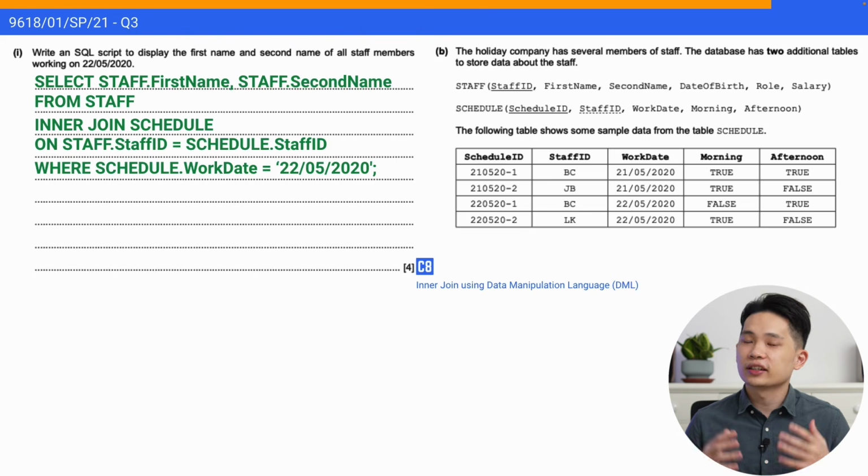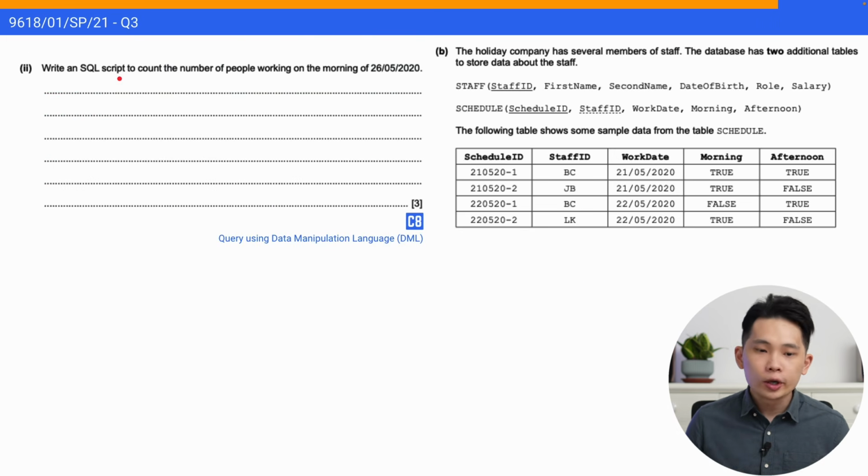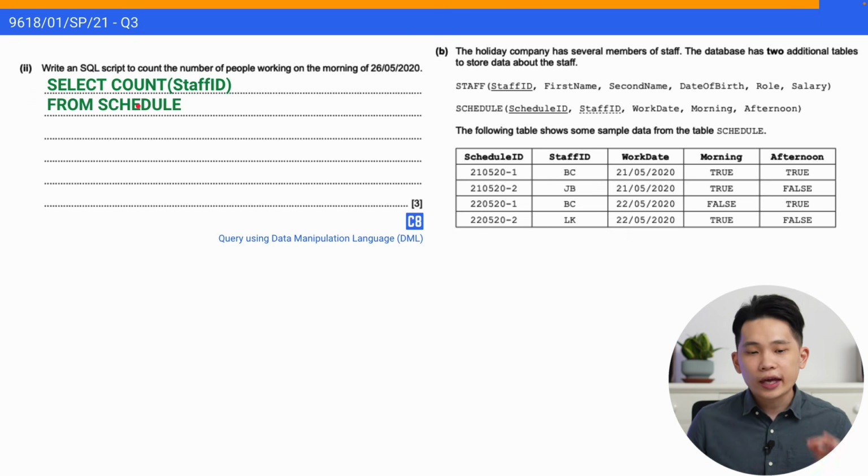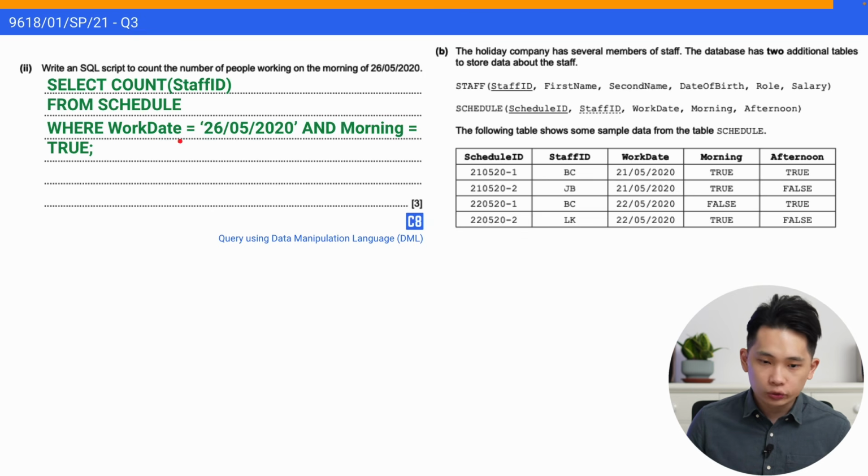And now let's look at the next question. Write an SQL script to count the number of people working on the morning of 26/05/2020. This question only requires data from one table, which is the schedule table. So we can just write SELECT COUNT(staffid) FROM schedule. And then we will just add in the WHERE condition: WHERE workday = 26/05/2020 AND morning = true, since we only want people who are working in the morning shift. And finally, remember to end the statement with a semicolon.